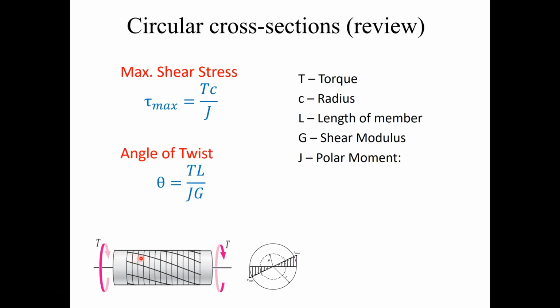The angle of twist over the entire member, that's what we see with these marks, is equal to the torque times the length divided by the shear modulus and the polar moment of inertia.